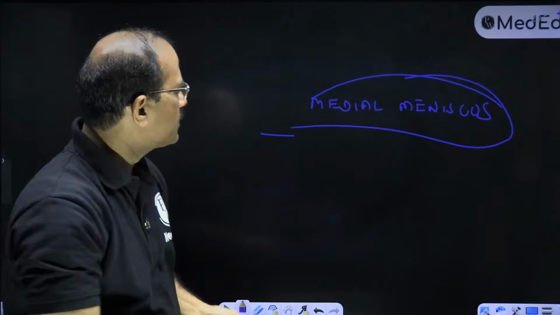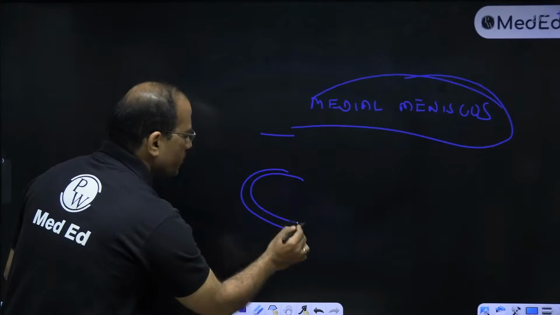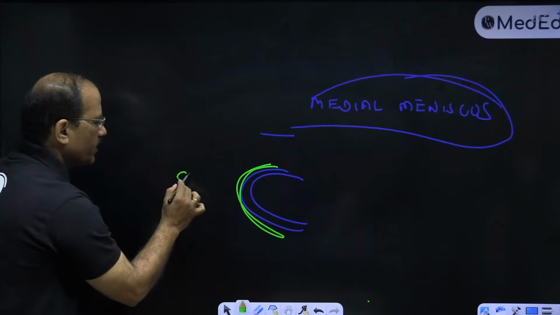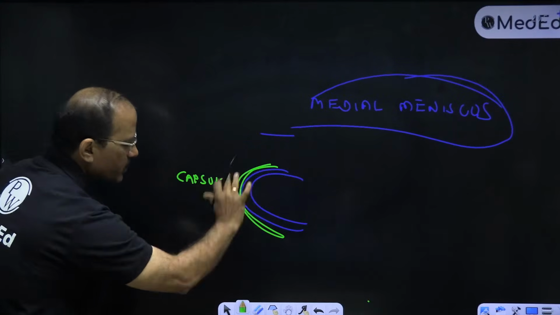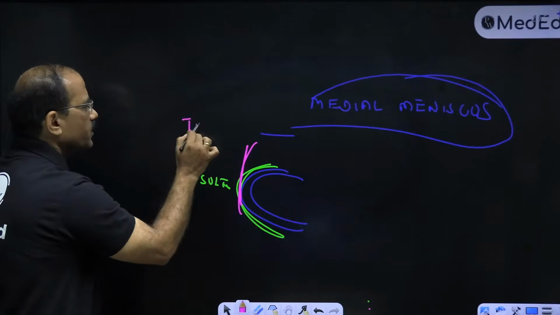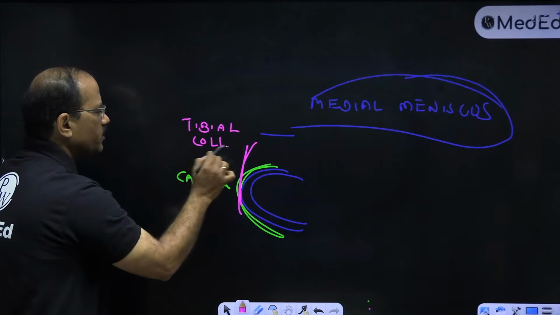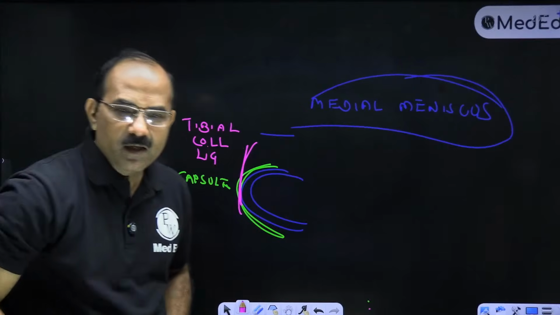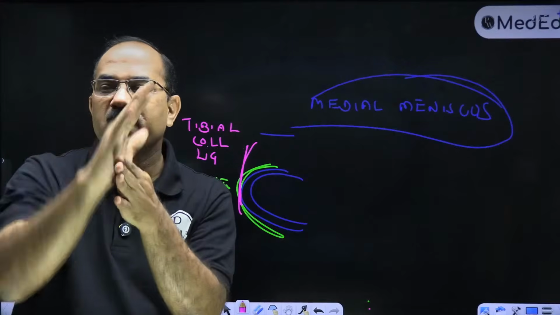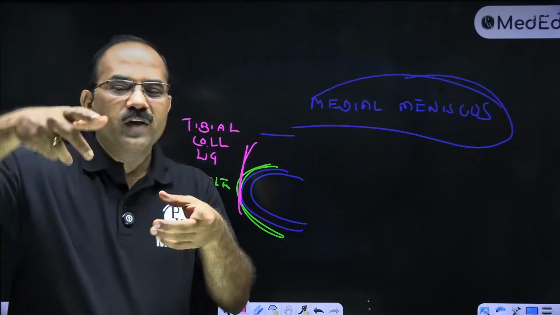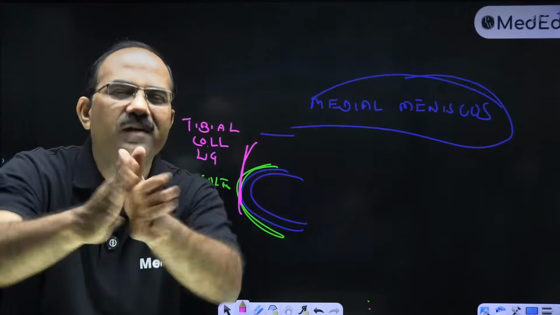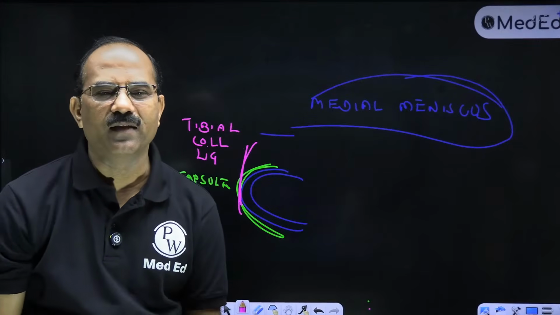Because this medial meniscus is very firmly attached. It is very closely attached to the capsule of the knee joint. It is firmly attached to the capsule of the knee joint. Secondly, it is also closely attached to the tibial collateral ligament. So whenever there is a forceful rotation, like this, this medial meniscus gets crushed.